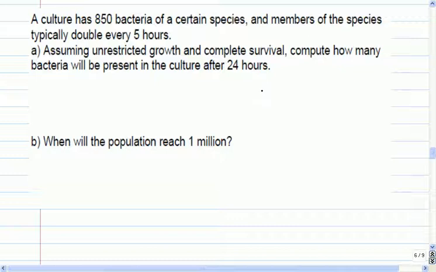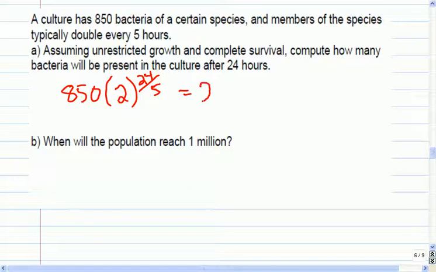Okay, so let's see if you're getting the hang of this. There's 850 bacteria, and it's doubling every 5 hours. So that's my fraction, every 5 it gets doubled. 24 hours has gone by according to this problem. So 850 times 2 to the, let's see here, we're going to need some brackets, 24 over 5. There should be about, let's not round it, we'll keep it at 23.